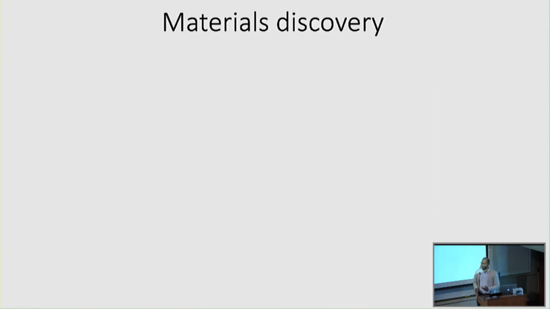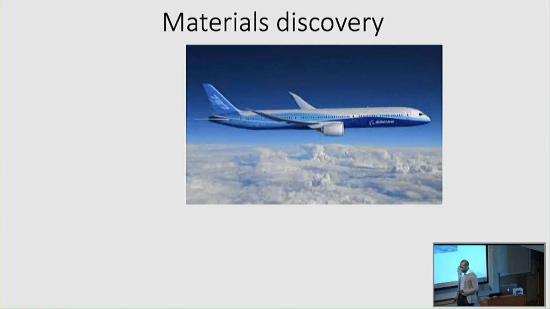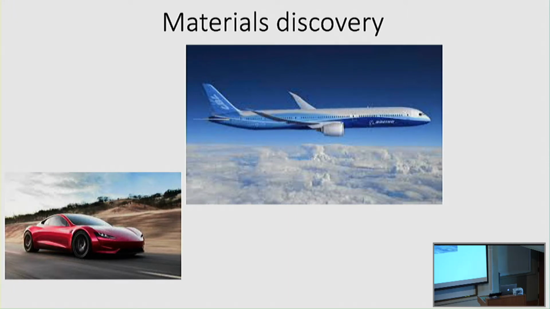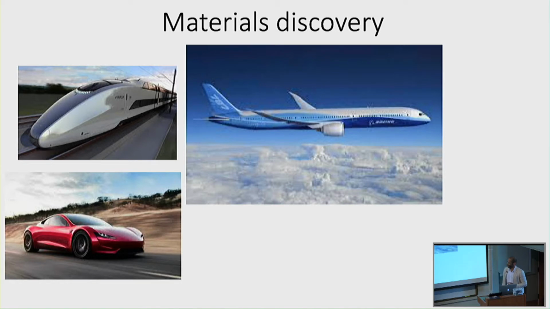So the goal of this, in part, is to look at materials discovery. Materials are driving scientific and industrial innovation. For instance, we need light, yet durable metals for building aircraft. We also need light and heat-resistant engines in cars to improve fuel efficiency. We also need exciting things like really strong magnets to have levitating trains.